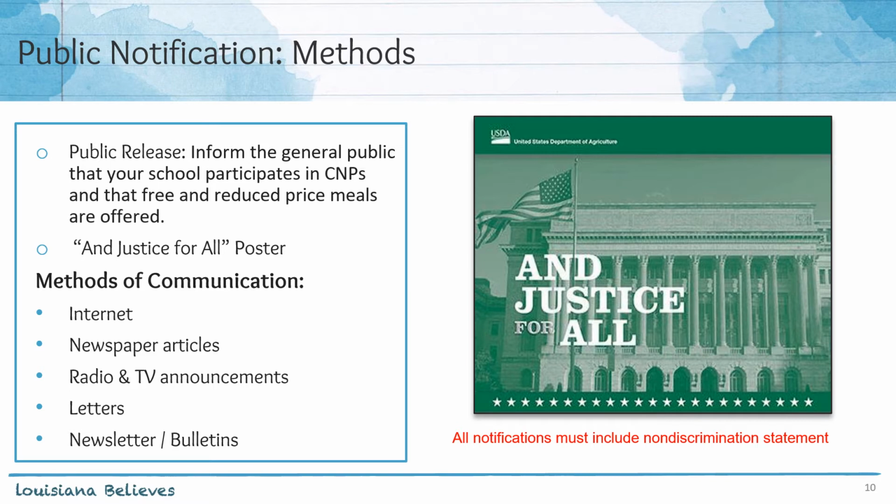Different notification methods include internet and computer-based applications, the newspaper, radio and television, letters and brochures, and bulletins. Be sure to convey the message of equal opportunity in photos and other graphics that are used to promote program information to applicants or participants.